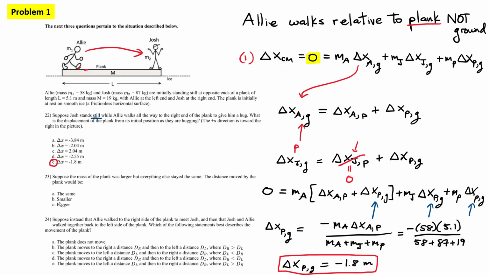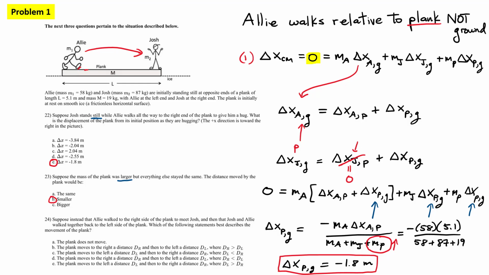All right, here's the next question. It says, suppose the mass of the plank was larger, but everything else stayed the same. The distance moved by the plank would be A, the same, B, smaller, or C, bigger. Well, let's think about our expression, and where does the mass of the plank come in? It only comes in here in the denominator. So what happens if I make that mass really, really big, for example? I am going to be dividing by a bigger number, which means that this displacement should be a smaller number. So for this one, B is the best answer.